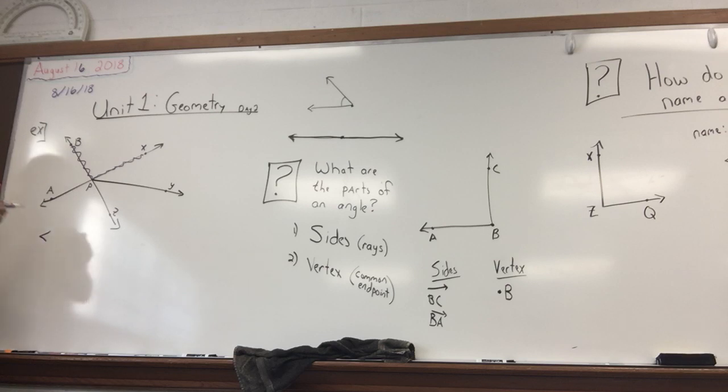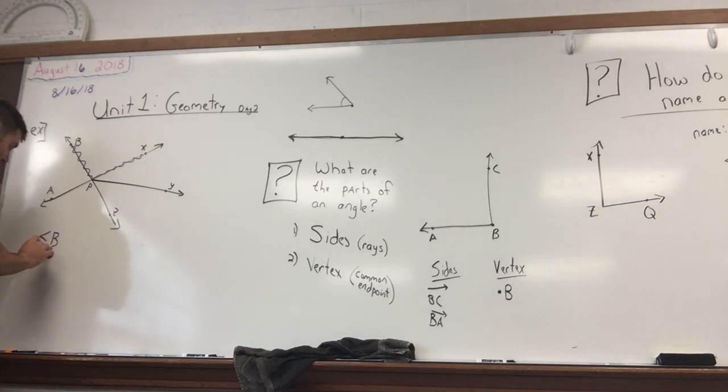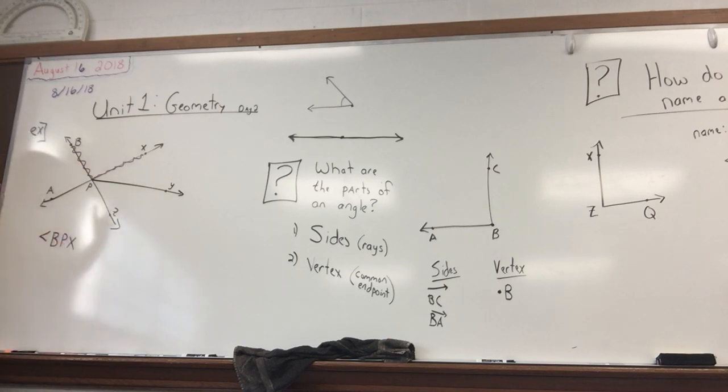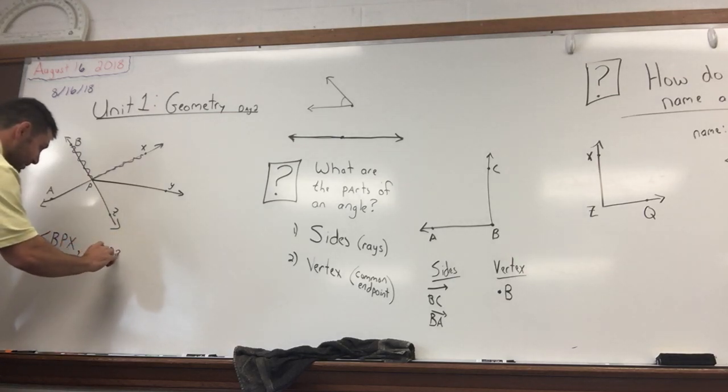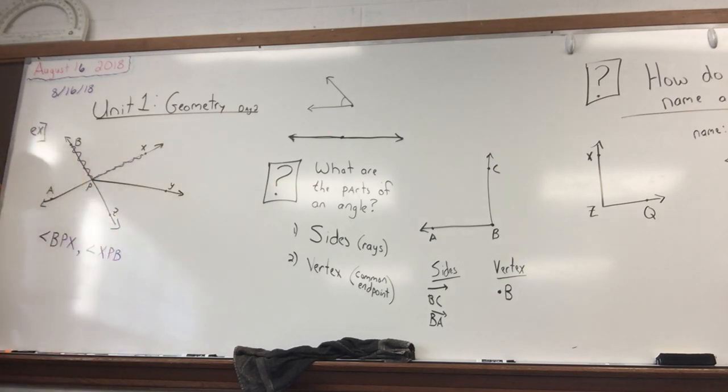Angle BPX. Beautiful. How can I follow this? I start at B, up there's my vertex, and X. The vertex is always in the middle. I'm going to tell you right now, there's another way to show that angle. Who's got another way to write it? Lydia: Angle XPB. Very good. Angle XPB. It shows me that angle. Everybody with me?